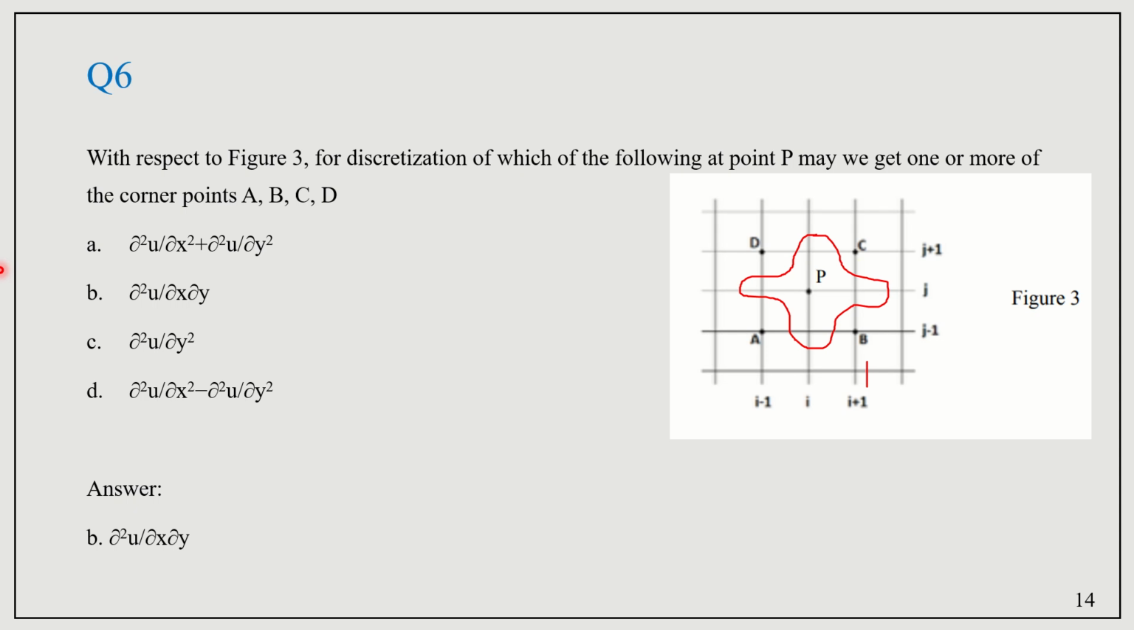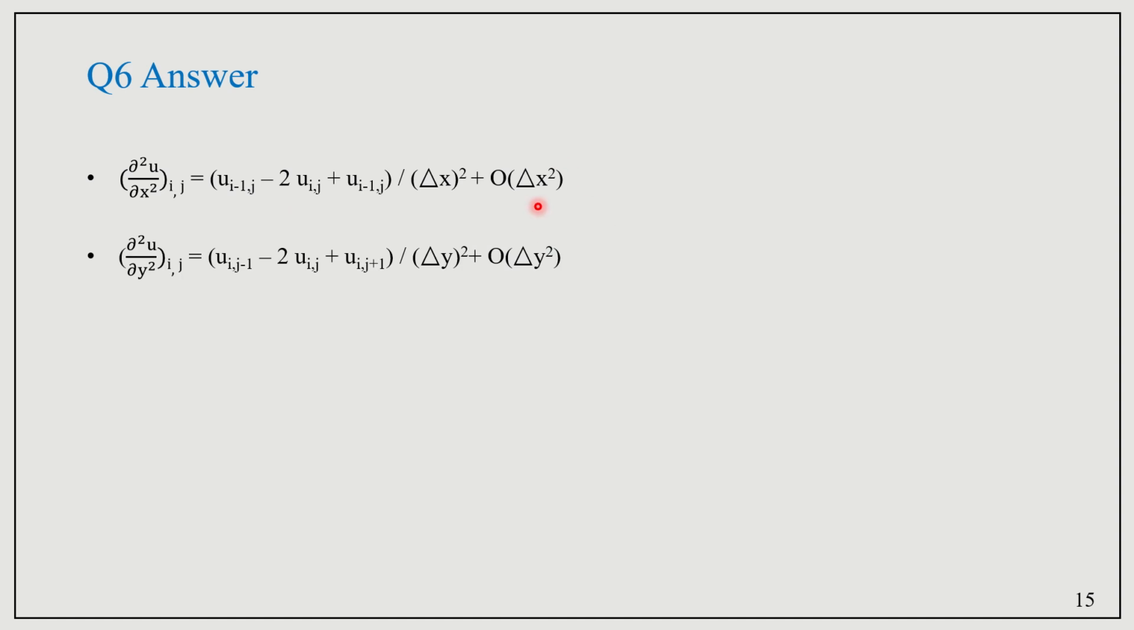So now we will just confirm with our options through proper expansion and method. So we'll see the solution actually. Dou square u by dou x square at i comma j is given by u at i minus 1 comma j minus 2 times u at i comma j plus u at i plus 1 comma j divided by delta x square plus order of delta x square, second order. Similarly for the y derivative, dou square u by dou y square at i comma j, we will have u at i comma j minus 1 minus 2 times u at i comma j plus u at i comma j plus 1. So here we are varying with respect to y position, j minus 1, j plus 1, divided by delta y square, and it is also second order.